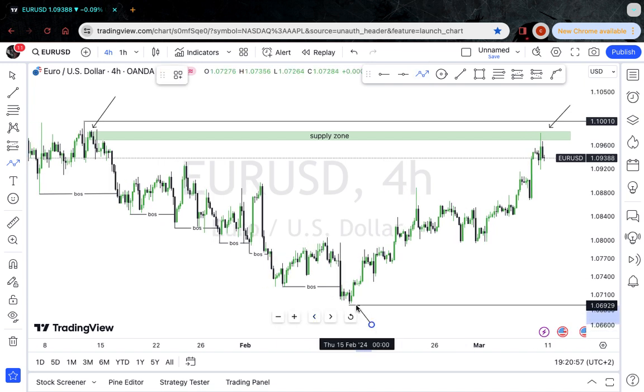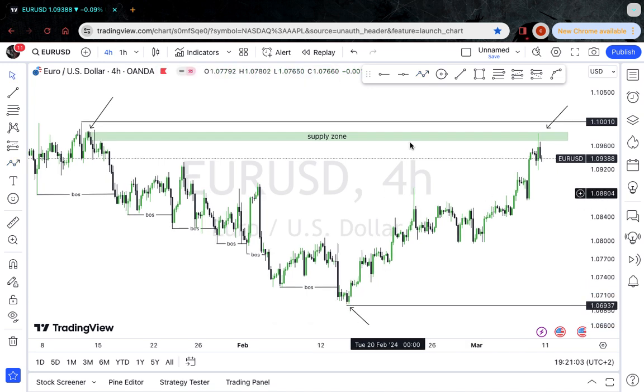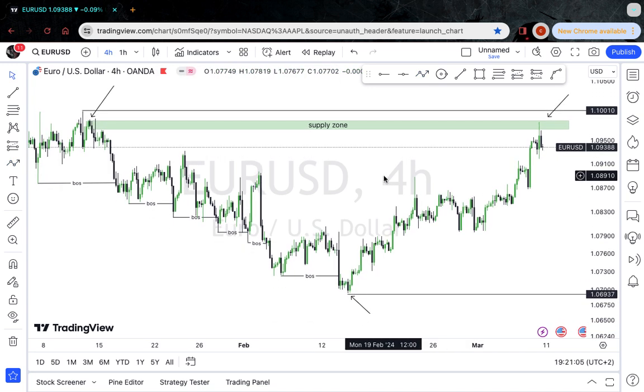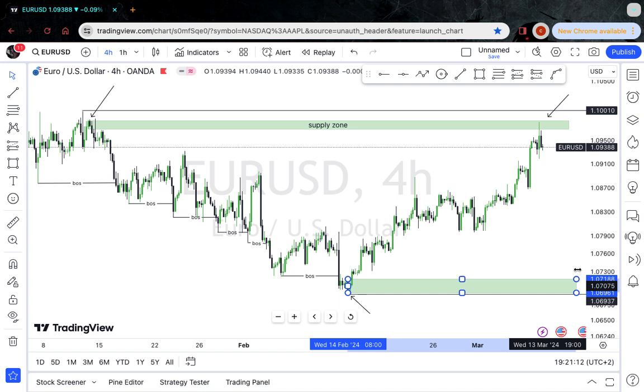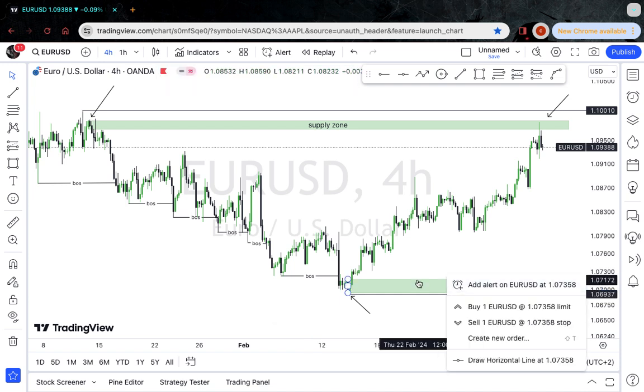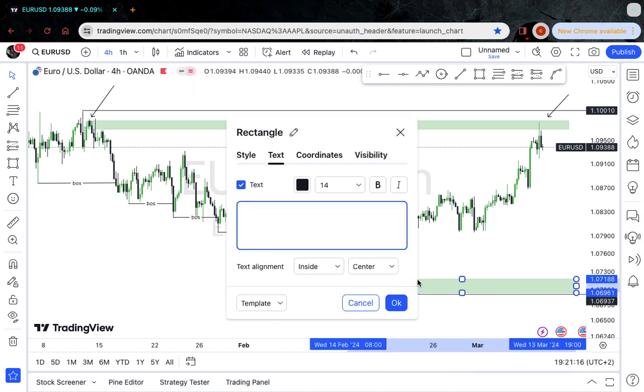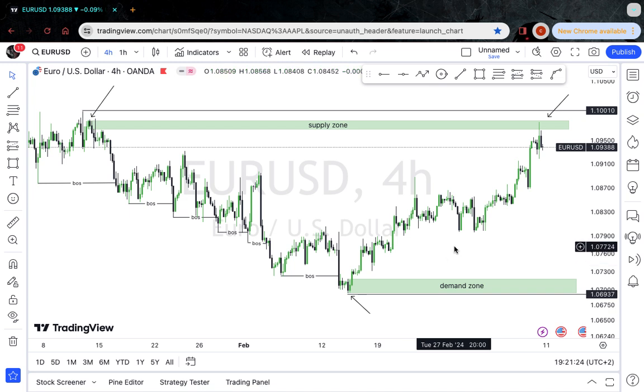You understand? So we have a supply zone here, which is this bearish candlestick before this whole push to the upside. Let us mark this black candlestick as our demand zone. As you can see, it was never tested, right? So this is our demand zone.